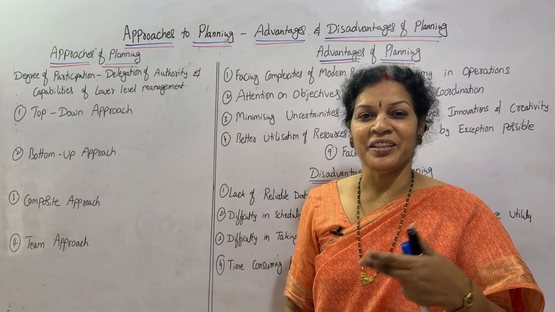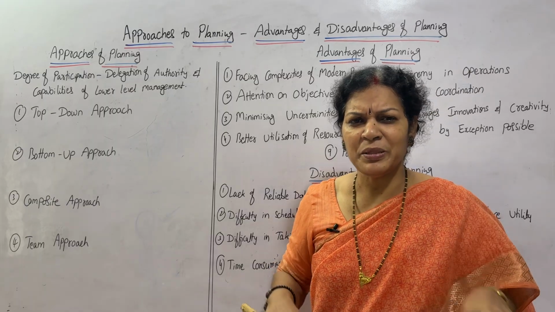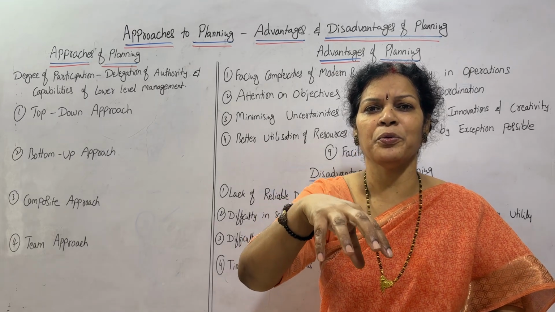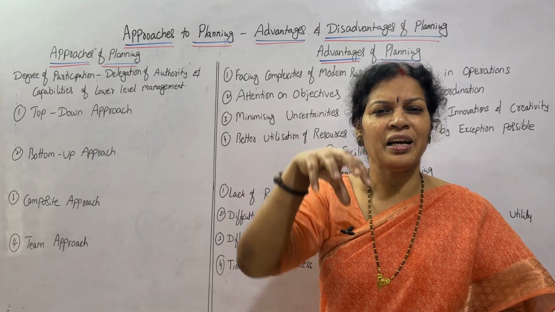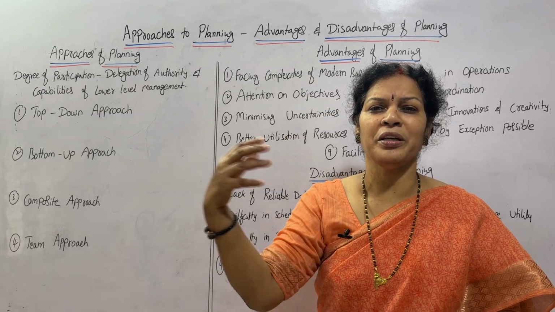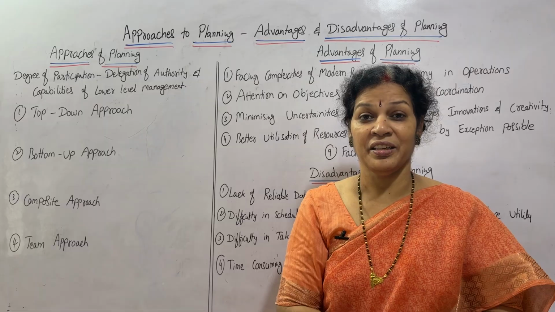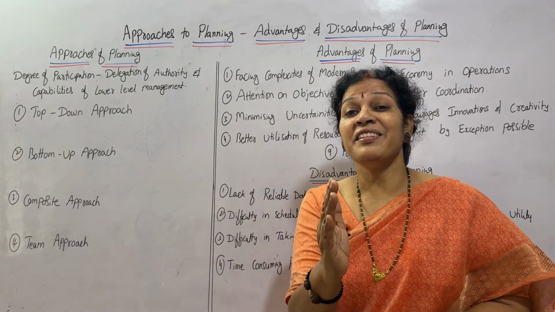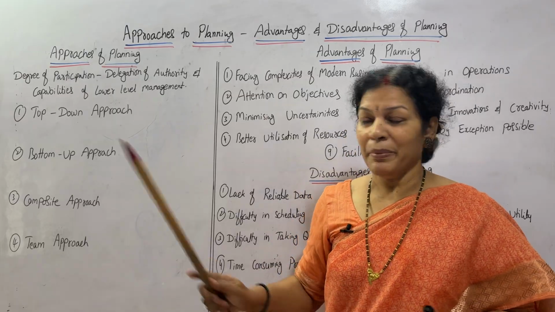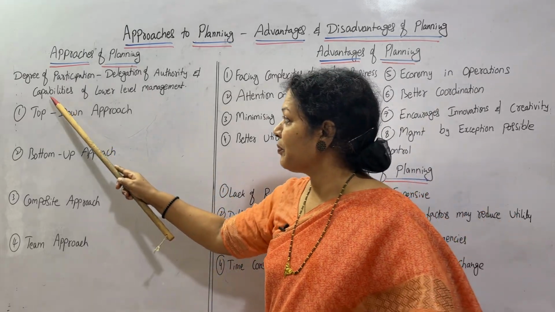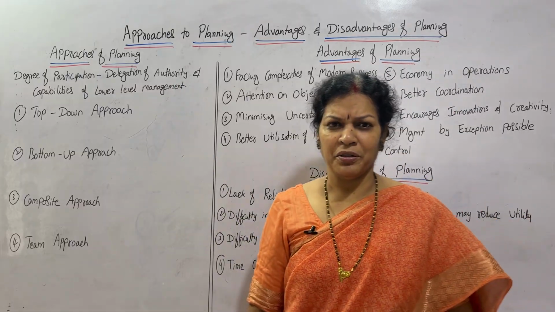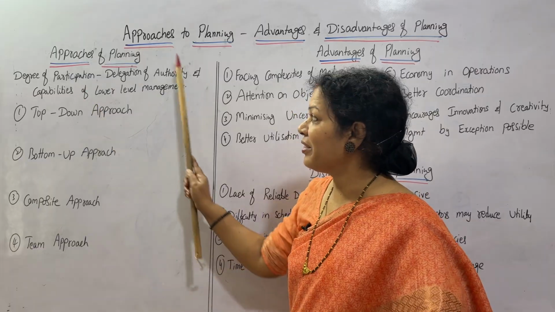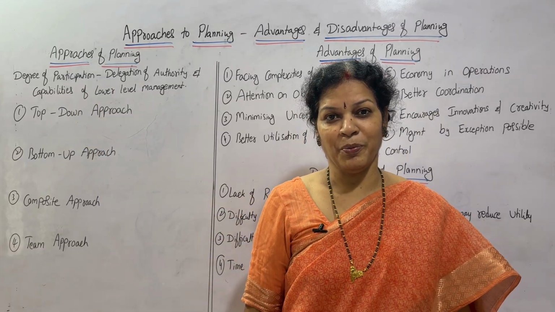So, delegation of authority. Centralized authority means the entire authority of the business is based on a few people, the board of directors. They have the authority and they don't delegate it to others. That is centralized authority. Decentralized authority means authority is delegated to many people. Also based on the capability of lower level management, whether lower level management is good or not, how is their capability, based on this we can go for approaches of planning.